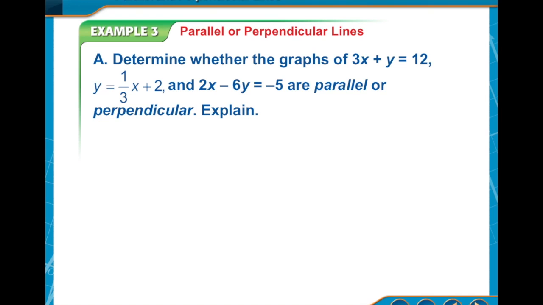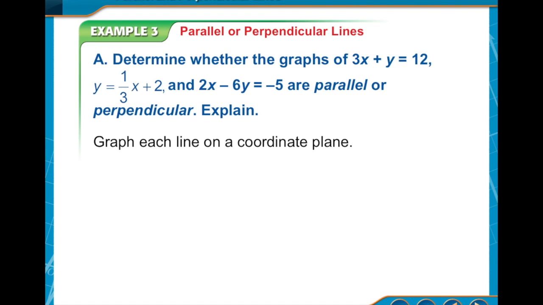So now, here's an example 3 problem to look at. We want to determine whether the graphs of these 3 lines given are parallel or perpendicular. The way we're going to do that is to compare the slopes of each one, and if any of them are the same, we can say those 2 lines are parallel. And if any of them multiply to -1, we can say those 2 are perpendicular.